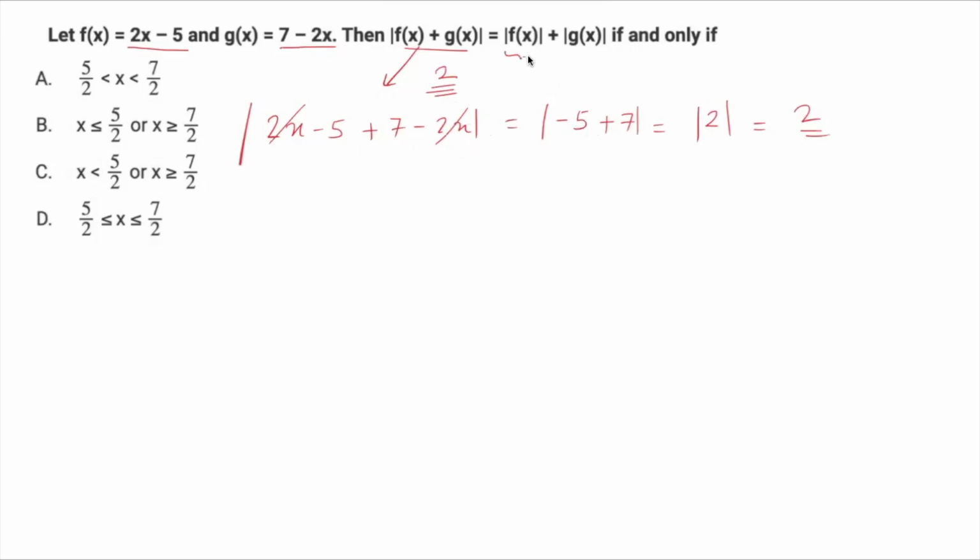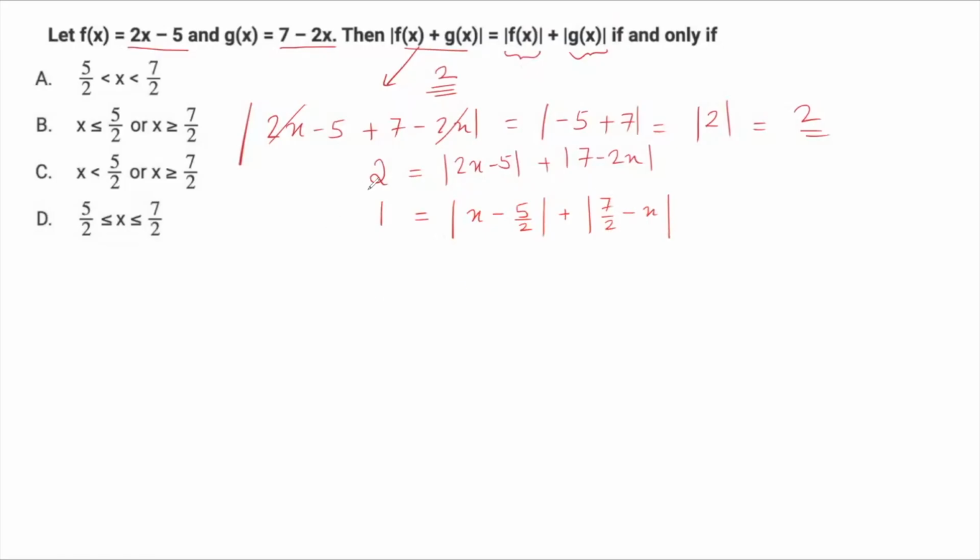The right hand side is mod of fx plus mod of gx. Okay, mod of fx will be mod of 2x minus 5 plus mod of gx will be 7 minus 2x. And sum of these two is equal to 2 only, as the left hand side is 2. So 2 is equal to mod of 2x minus 5 plus mod of 7 minus 2x. The next step is we divide throughout by 2. So dividing by 2, I will get 1 is equal to mod of x minus 5 upon 2 plus mod of 7 by 2 minus x.